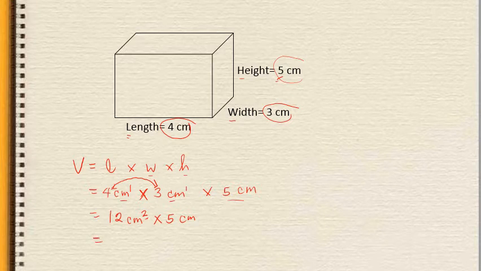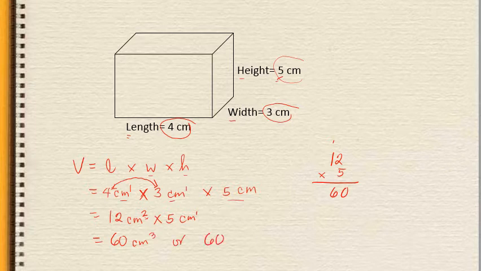Then, multiply. 12 times 5. O, sulat natin dito. 12 times 5. 5 times 2 is 10, carry 1. 5 times 1 is 5 plus 1, 6. Ibig sabihin, I have 60 centimeter. Kanina ay 2 ito, plus 1 pa magiging 3. 60, yung nasa inyong module o nasa inyong learner's packet, 60 cubic centimeter.